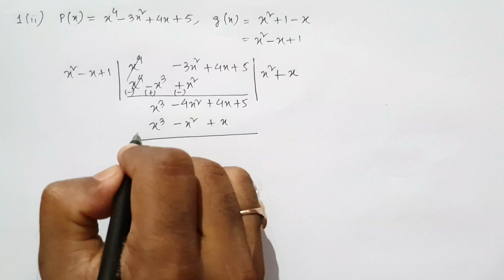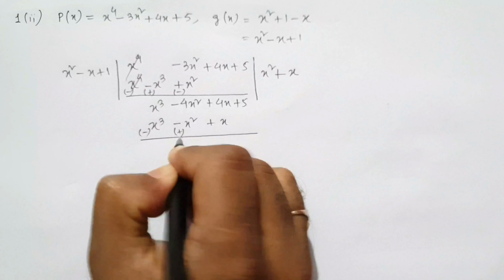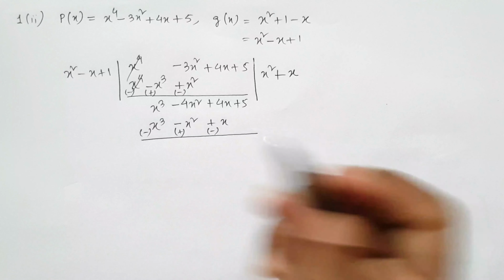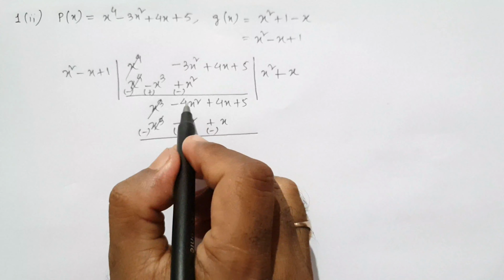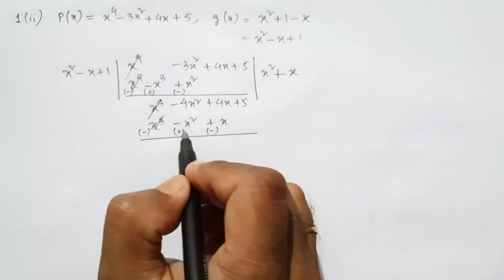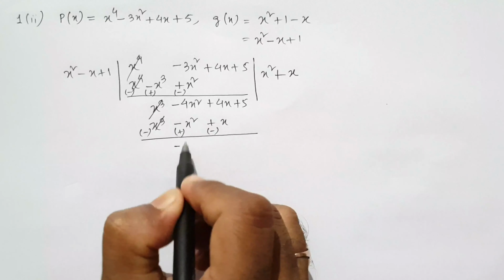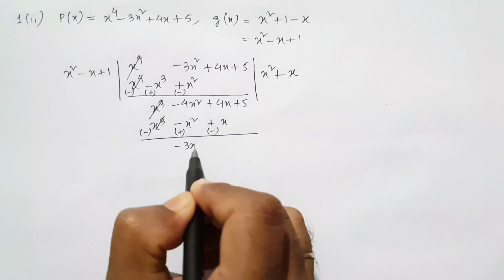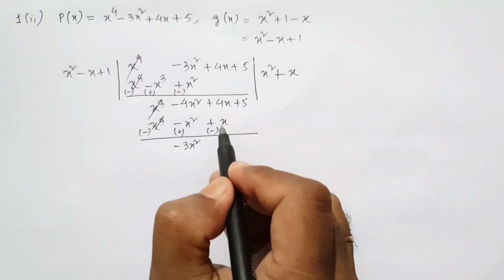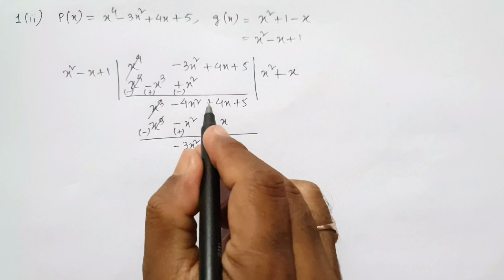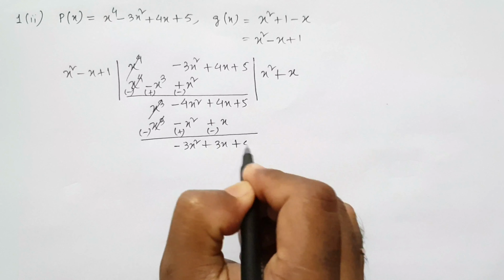In the same way we'll change the symbol. This plus becomes minus, this minus becomes plus, again this plus becomes minus. So we can cancel x cube because plus and minus. So minus 4x square plus x square. Here plus minus minus, so 4 minus 1 is 3, and the sign will be minus. So minus of 3x square. Again plus minus minus, so 4x minus x is 3x, and the sign will be the bigger one. So 3x plus 5.